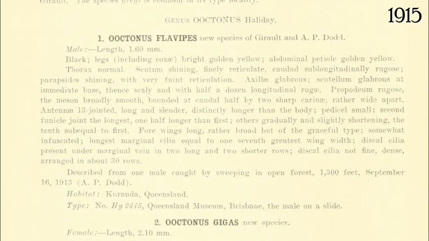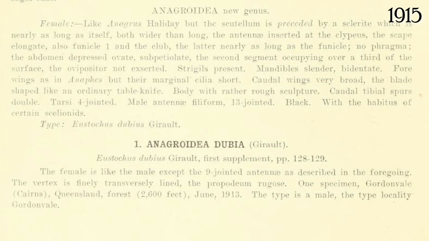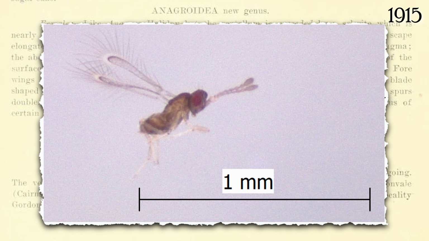Girault's project, published in 1915, was purely descriptive. He made no ecological claims, but his classification of Anagroidea as a fairy fly gives us a starting point. Fairy flies are known for being small. The smallest insect in the world, measuring just 150 micrometers, is a fairy fly.